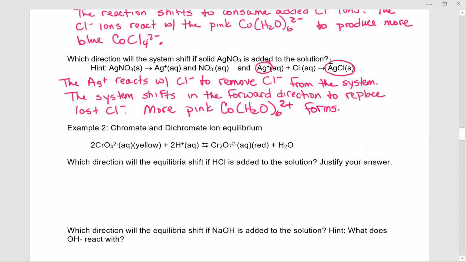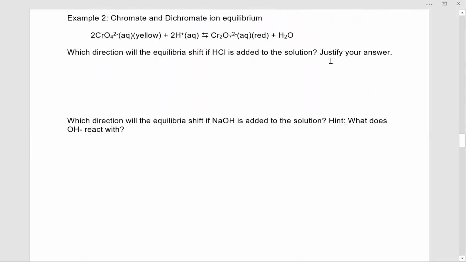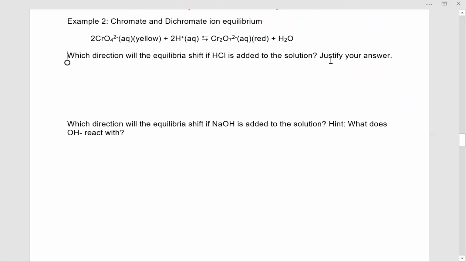Let's take a look at another color-changing equilibrium system. This is the chromate and dichromate ion equilibrium. So we have chromate ion, which is yellow, and in the presence of a small amount of acid, we also have the dichromate ion. So which direction will the equilibrium shift if HCl is added to the solution? Justify your answer. Let's again write up here that if we have a mix of these, mix would be orange. Red and yellow make orange.